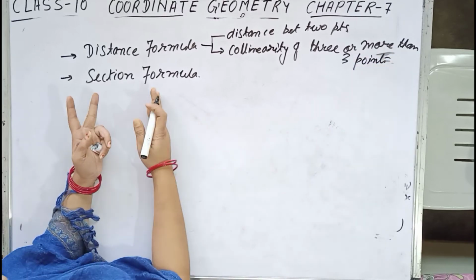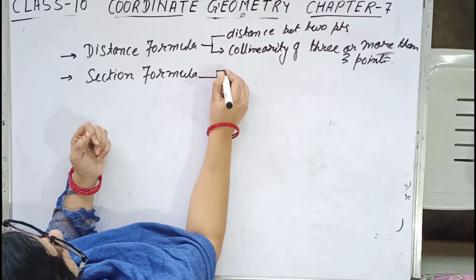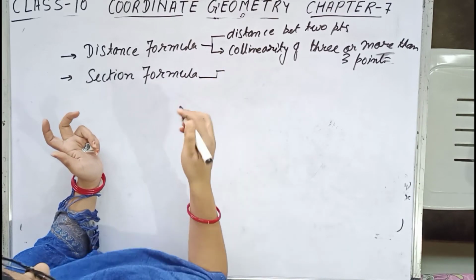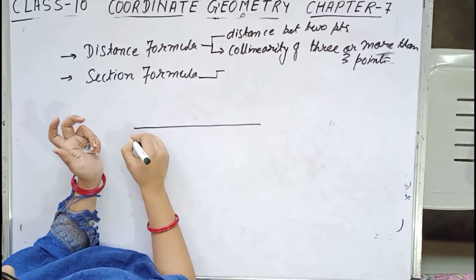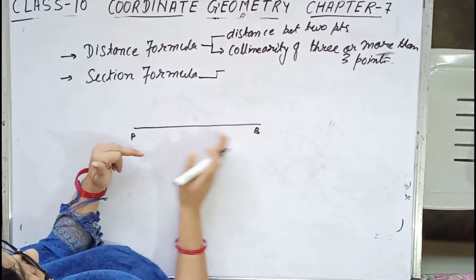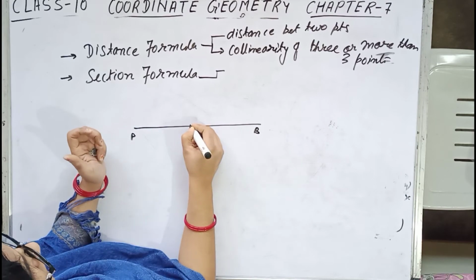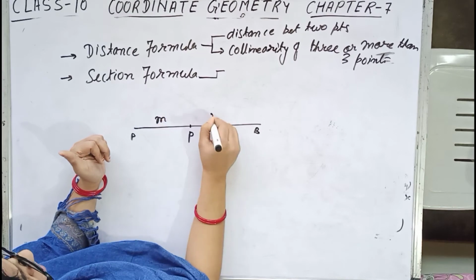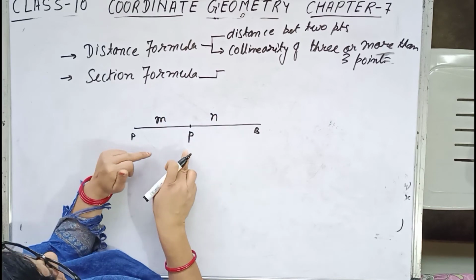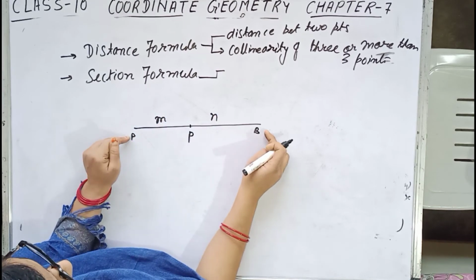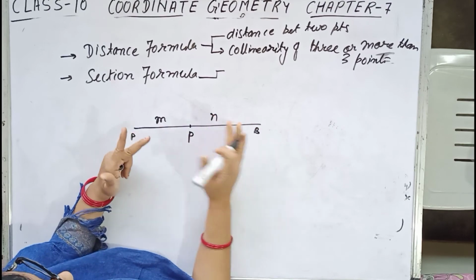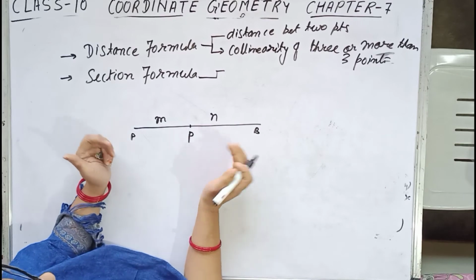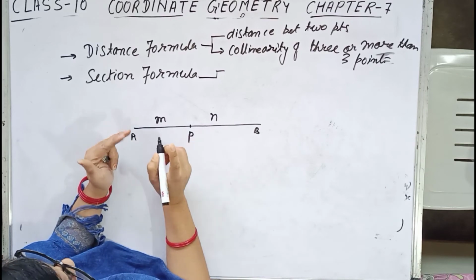The second topic, that is section formula. Now in section formula, in standard 10, we will be doing only internal section. I mean, suppose a line segment AB is there, and if this line segment AB is divided by another point, suppose a point P, in the ratio m is to n, then this point P is dividing this line segment AB internally, meaning it is not extending. Now, internally, externally, you must be confused. Why is Miss saying like this, internally and externally?